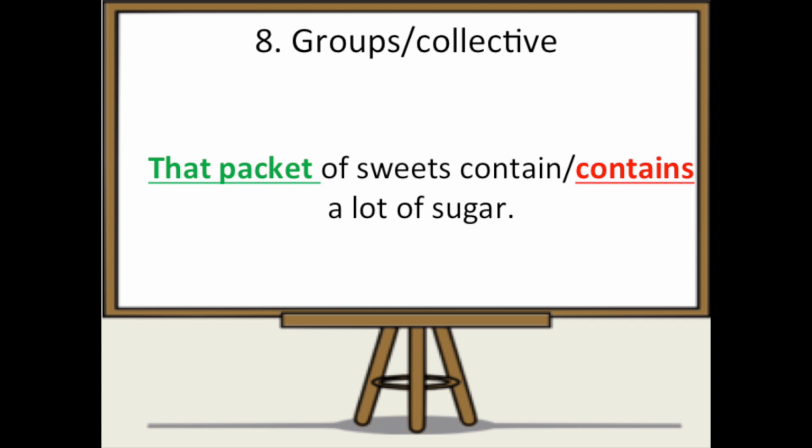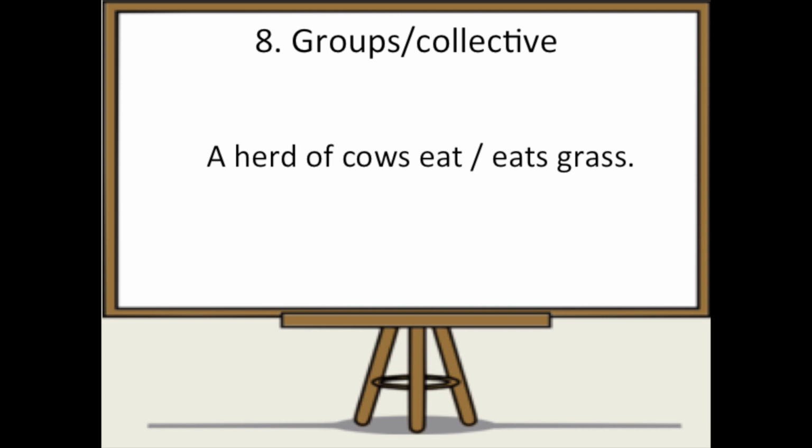Okay? And next one. A herd of cows eat or eats grass. A herd of cows. So which one is the subject? A herd of cows, not cows only, okay? A herd of cows. Refer to it as one unit. So you have to use eats with S, a singular verb.